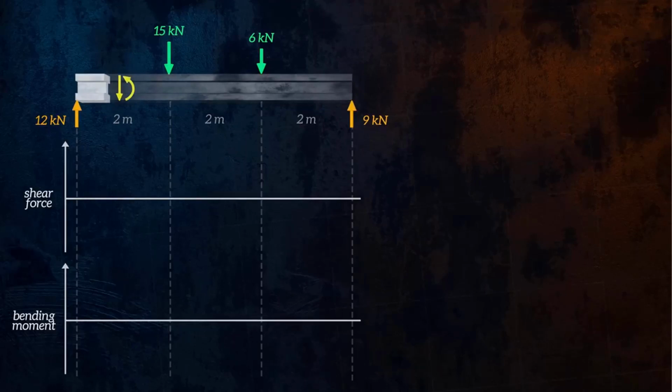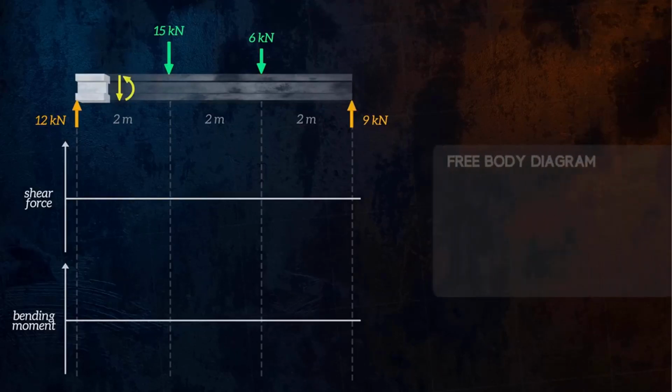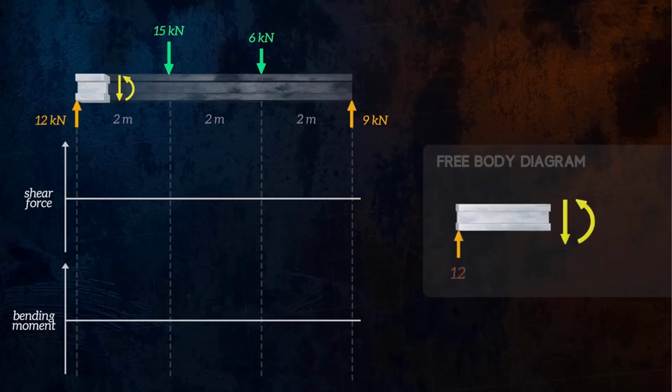Let's draw the free body diagram for a location immediately to the right of the 12 kilonewton reaction force. To maintain equilibrium, the shear force must be equal to the reaction force. We can draw this on our shear force diagram. The shear force will be constant until we reach the next applied force. The bending moment must be equal to the 12 kilonewton reaction force multiplied by the distance x to the reaction force. This gives us the equation for a straight line, which we can draw on our bending moment diagram.